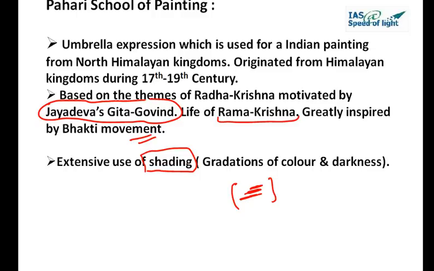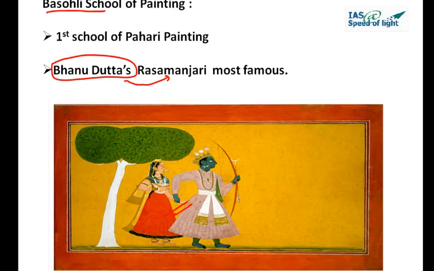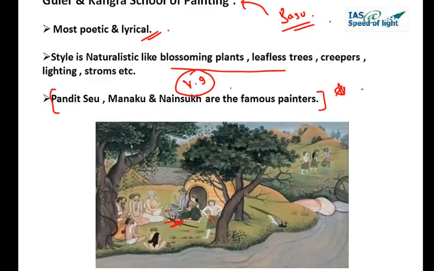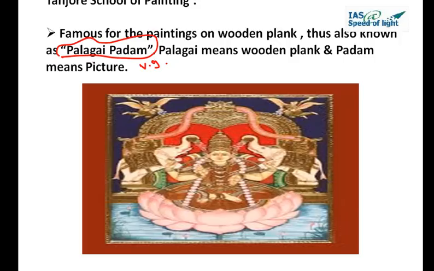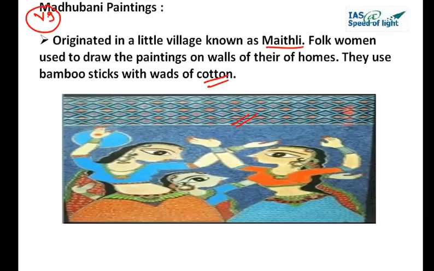Pahari school of painting, Basohli school of painting, Guler and Kangra school of painting. Certain very important names: Manaku, Nainsukh and Pandit Seu. Mysore school of painting, Gesso work, this golden and silver work. Tanjore school of painting, Palagai Padam. Palagai is wooden plank and Padam is picture. Madhubani paintings, very important. Maithili, Bihar.